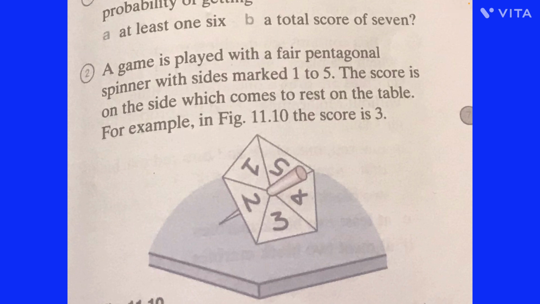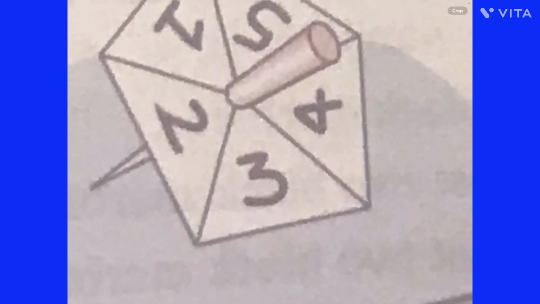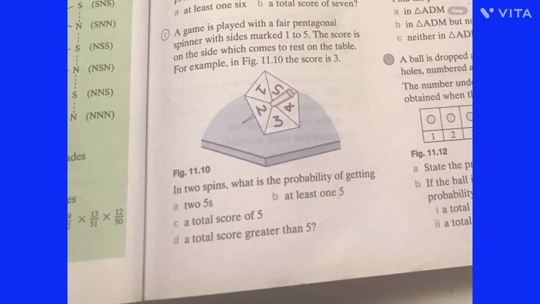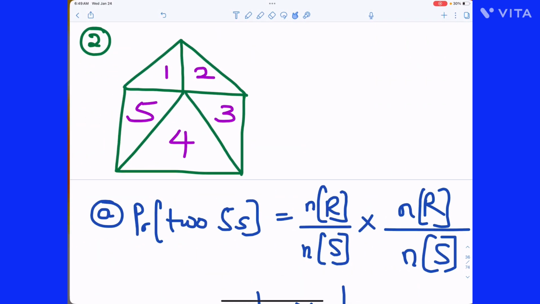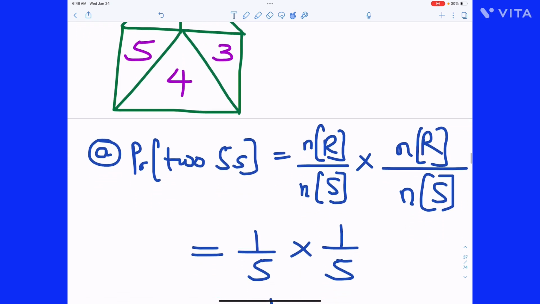The score on the side which comes to rest on the table is shown in the figure above. So the score here now is 3. The question now says, in 2 spins of the pentagonal spinner, what is the probability of getting 2 5s?